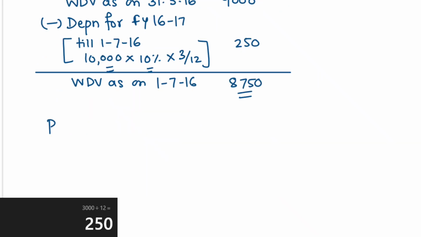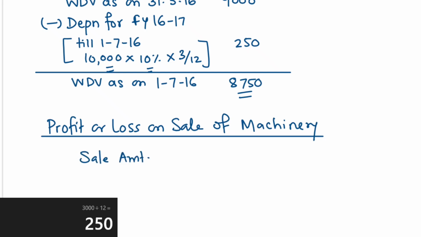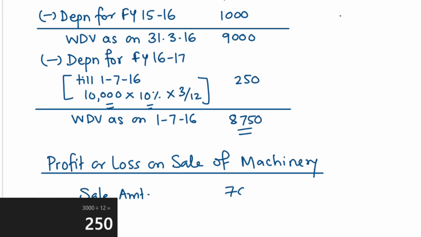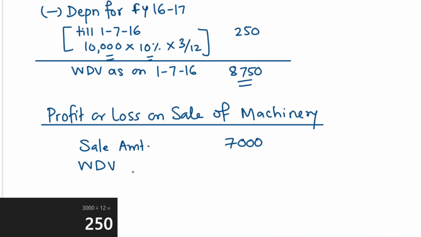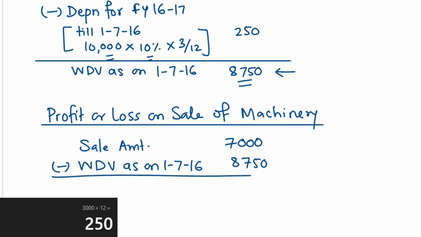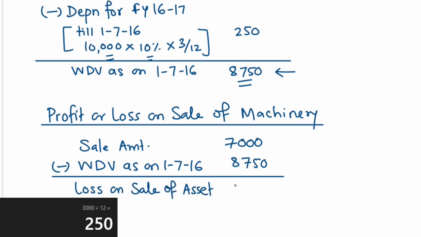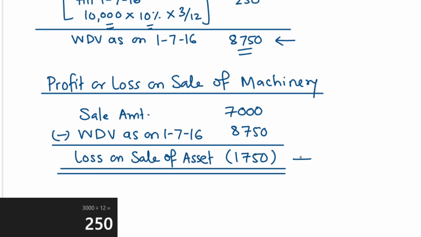So we will do the working: profit or loss on sale of machinery. Sale amount is 7,000 and WDV as on the date of sale, that is 1st July 2016, is 8,750. So we will deduct this from the sale amount and we will get a loss of 1,750. This is the final answer.